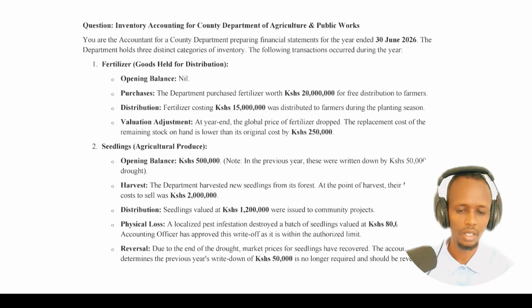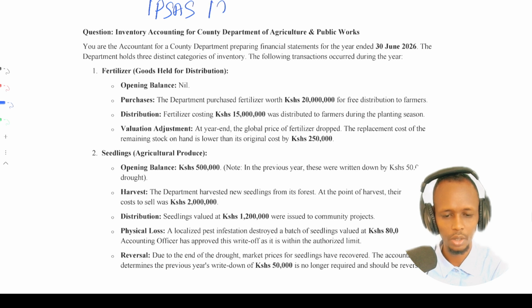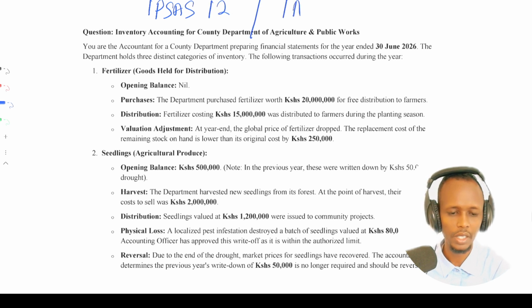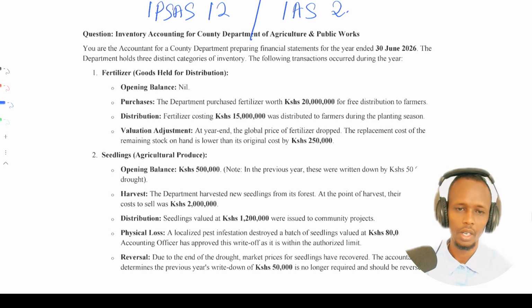So we'll be discussing IPSAS 12 or IAS 2, Inventories. IPSAS 12, the equivalent in the private sector is IAS 2. My assumption is you know what inventory is. I will be dealing with a practical example.